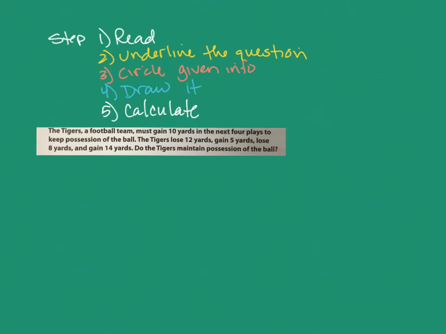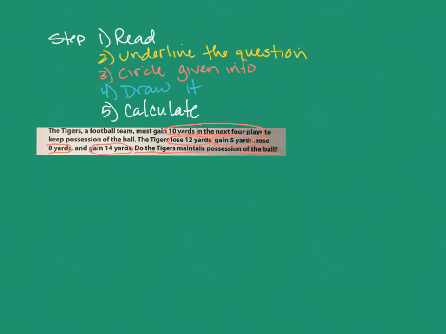Well, I'm going to underline the question that it's after. Then I'm going to go through and circle the information they gave me. In order to maintain possession of the ball, in the next 4 plays, they need to go positive 10. They need to gain 10 yards. Okay. So what did they do in the next 4 plays? Well, they lost 12. They gained 5. They lost 8. And they gained 14.